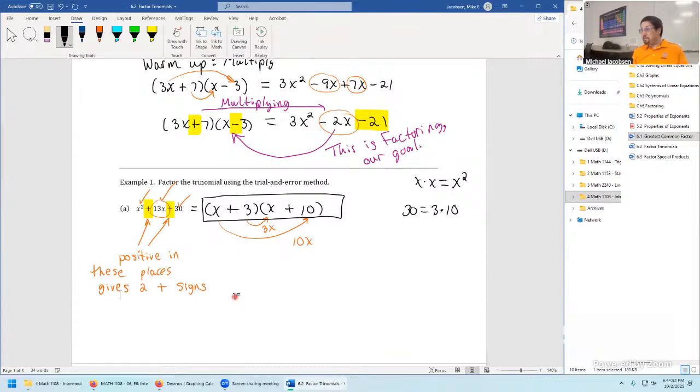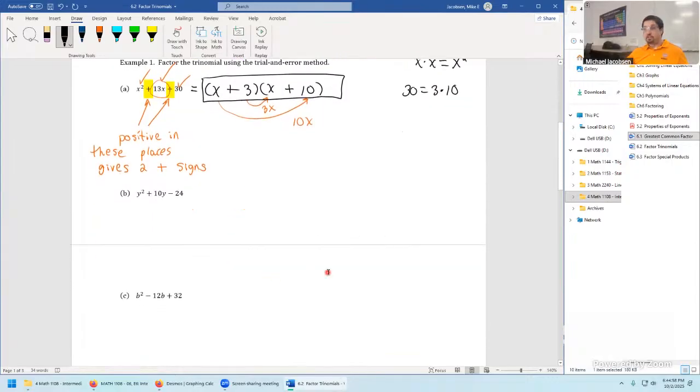Okay, well, this is pretty much how it goes in this section as far as the trial and error method goes. So if we were to try out another one just like it, here's how this one would start out. y squared plus 10y minus 24. Well, first, if that's a trinomial, we're expecting two binomials to multiply. y squared could factor as a y times a y, so that's a good start. And now we analyze the signs.